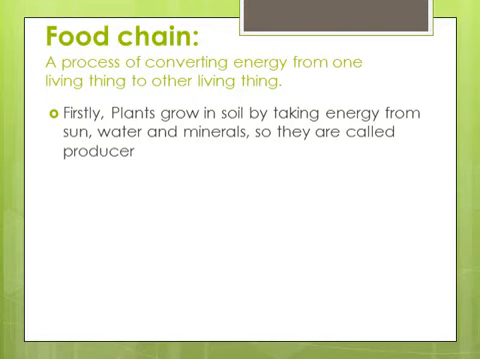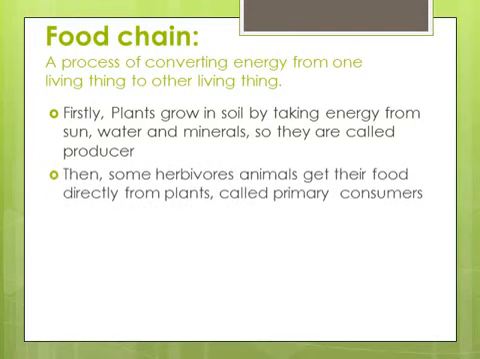After the growth of the plant, it will be used by a herbivorous animal to get their food. So this is called the primary consumer. A plant is called a producer because it gets energy directly from the sun. Now the herbivorous animal gets energy from the plant. It is called a primary consumer.